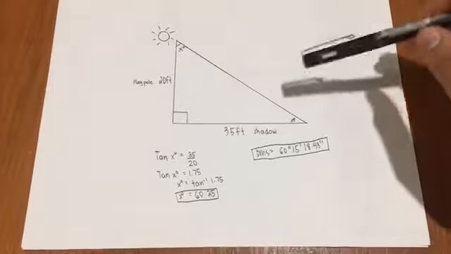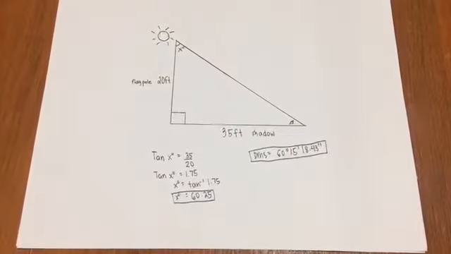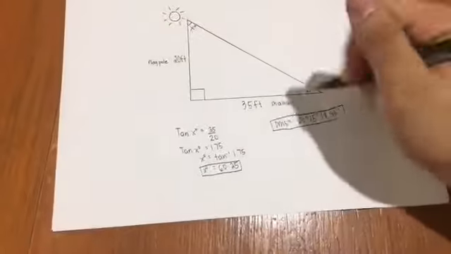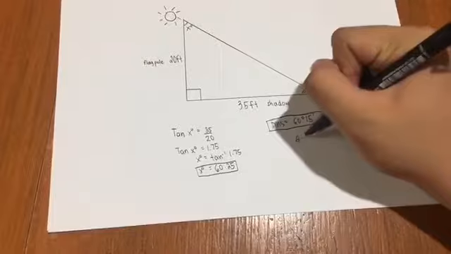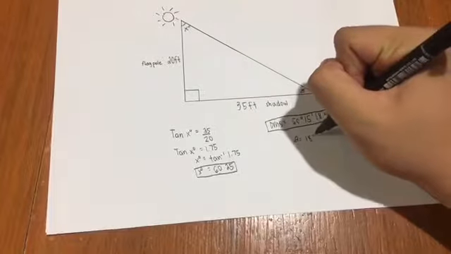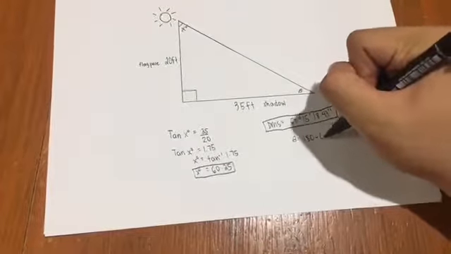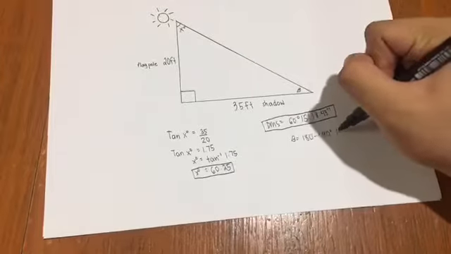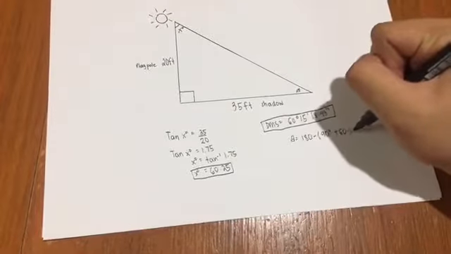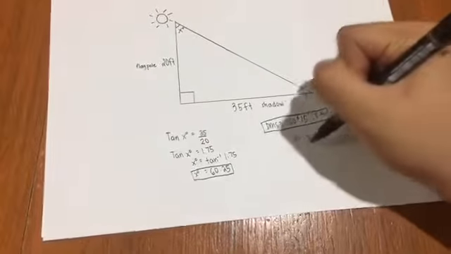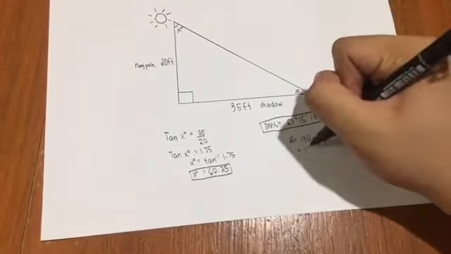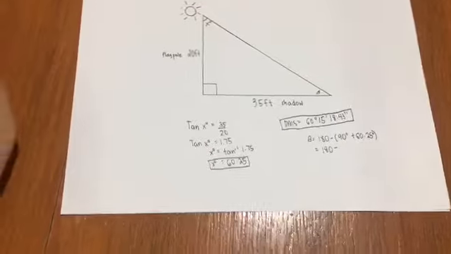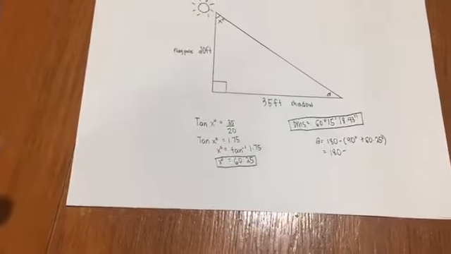So to find the angle of the sun when it forms with the shadow, the formula is: beta is equal to 180 minus the sum of 90 degrees plus 60.25 degrees. Add 90 plus 60.25.